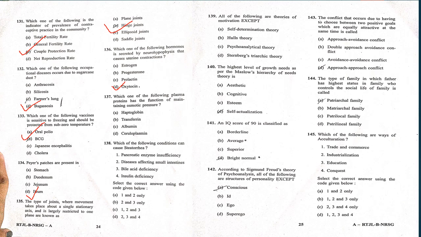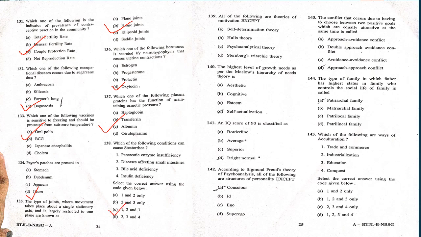কোনটার ফাংশন থাকছে অসমোটিক প্রেসারে? অসমোটিক প্রেসারে এখানে থাকছে অ্যালবুমিন. অপশন সি. Which one of the following condition can cause steatorrhea? স্টেটোরিয়া কোনটাতে দেখা যাচ্ছে? অপশন এখানে সি হবে. ইনসুলিন ডেফিসিয়েন্সি বাদে সবই দেখা যায়.